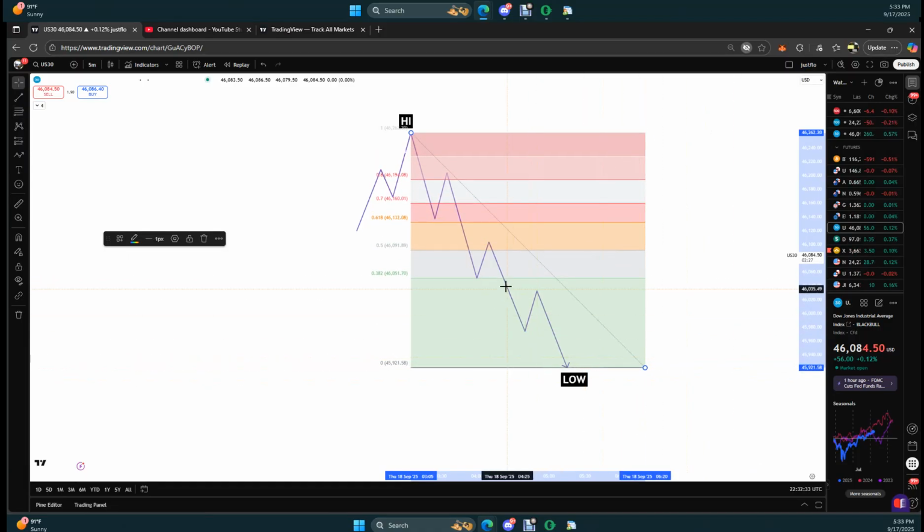Okay, so anything below the 50% is what we would call discounted pricing. Anything above this 50% here, we would call premium zones, right? So we don't want to sell down here in discounted zones. We would want to buy, right? We want to buy it back up to get into premium zones, even though we know we're looking to sell, we can catch some scalps back up, but that's for another video.